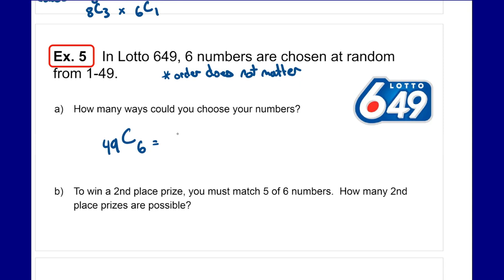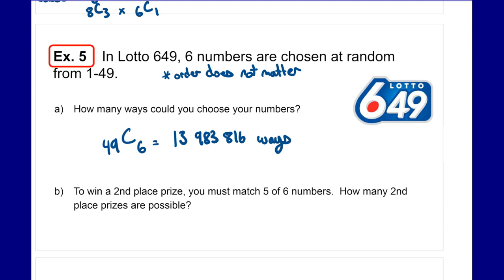So there are 1,3,9,8,3,8,1,6. So that means there are, let's rewrite this and make it a little bit easier to read, 13,983,816 ways. Now again, it's ways we can choose our numbers, not ways we can arrange them, because order does not matter. It's ways we can choose them.